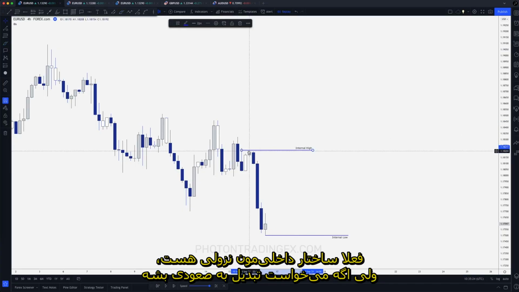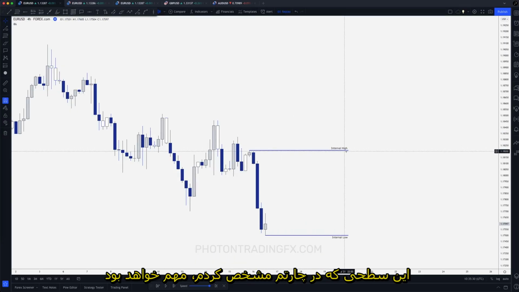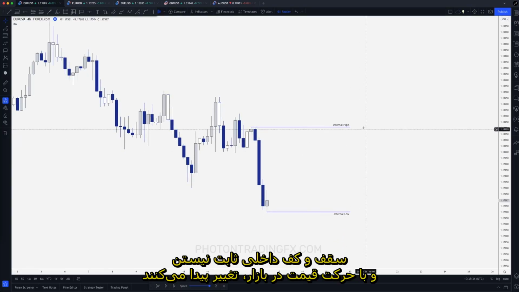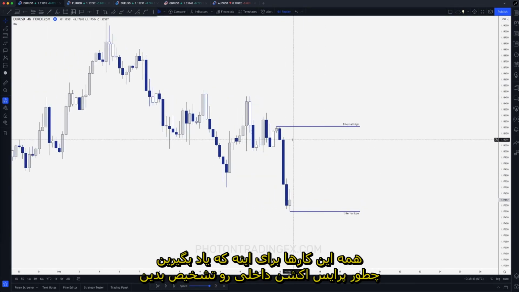Okay, so at this point, the internal structure is obviously bearish. If it was to switch bullish, this would be the level that I would have marked out on my charts. I would be waiting for this high to go, for there to be a bullish change of character. I'm not mapping out the internal high and internal low like this and constantly adjusting it with price in a live market. The reason we're doing this exercise is so you can understand how to read the internal price action.